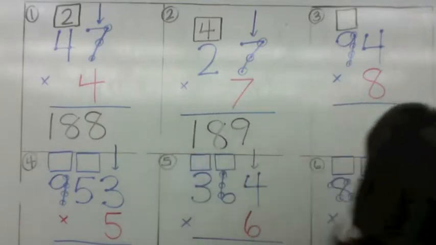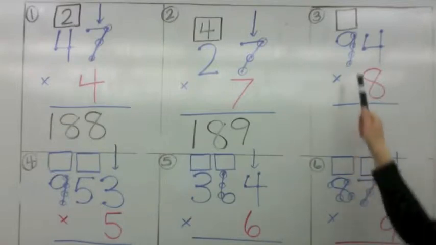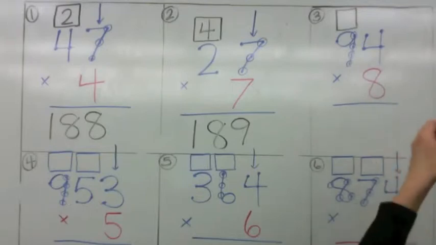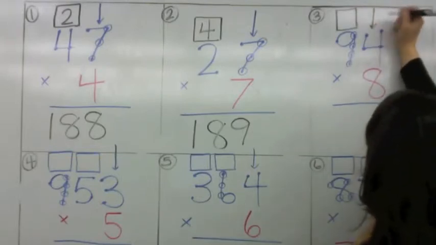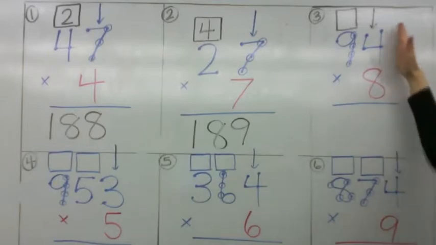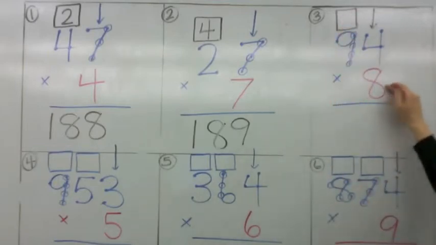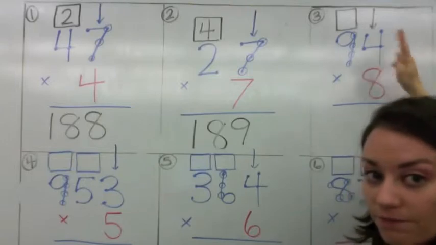Let's do another 2-digit by 1-digit multiplication problem. This one says, read it with me, 94 times 8. So first we're going to start with the ones place, okay? That's why there is an arrow. So we're going to say 4 times 8. Okay, we're going to skip count by 8 4 times.